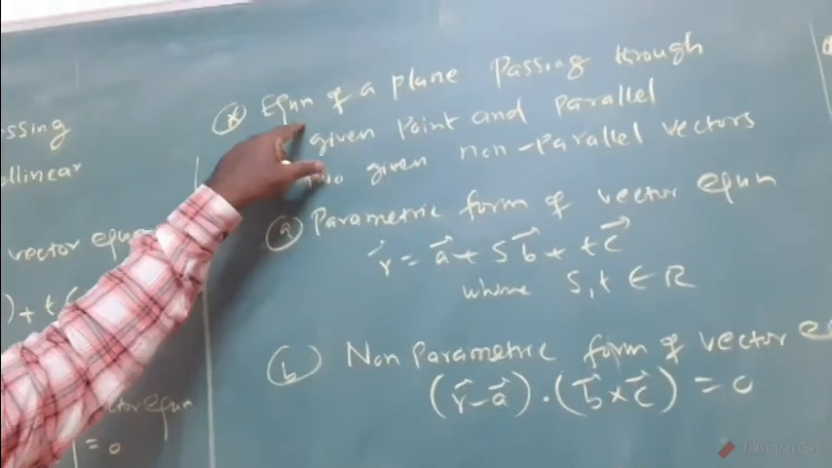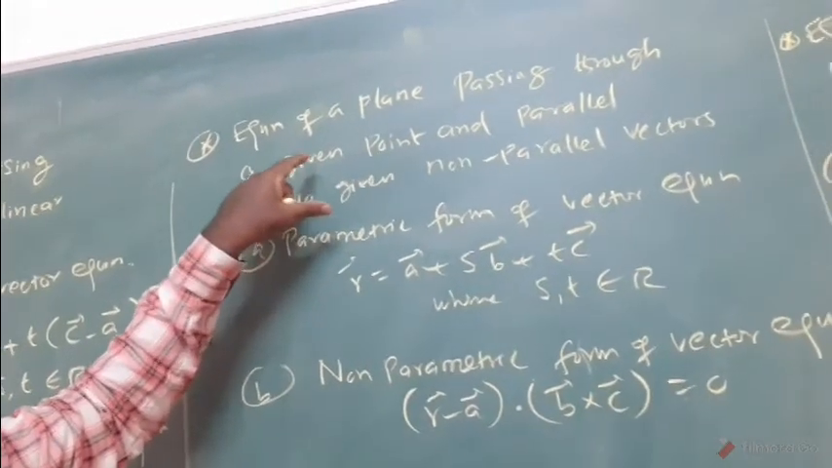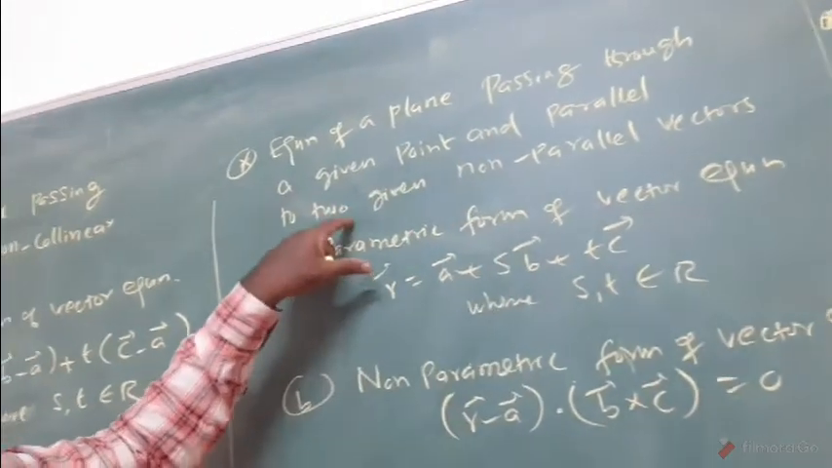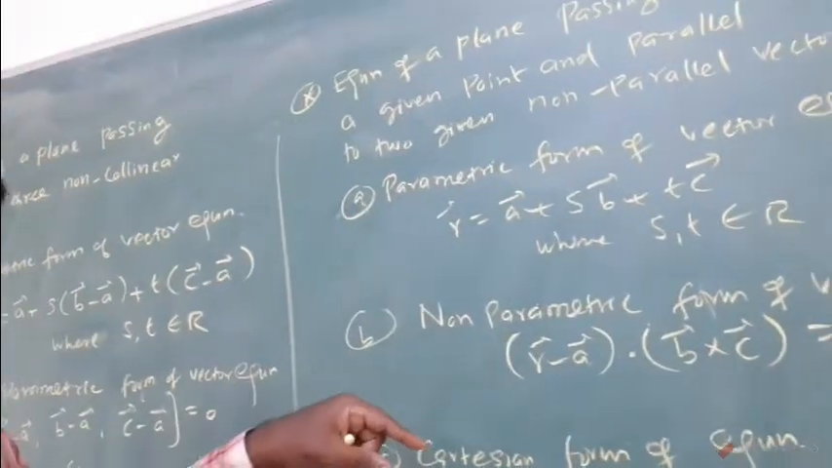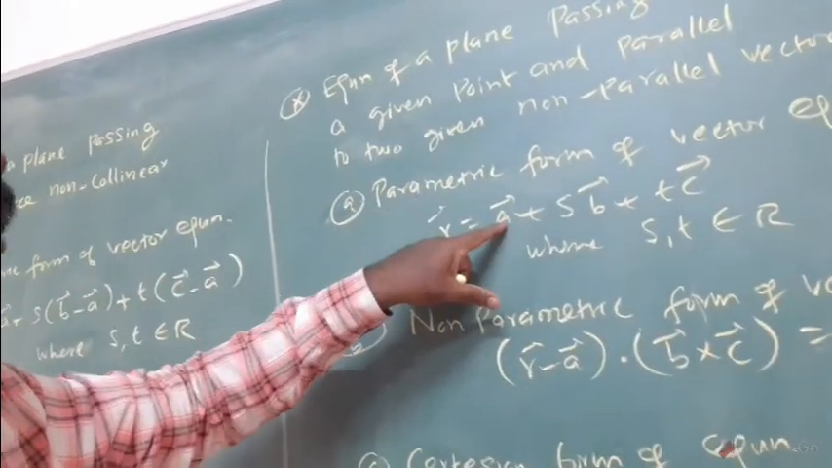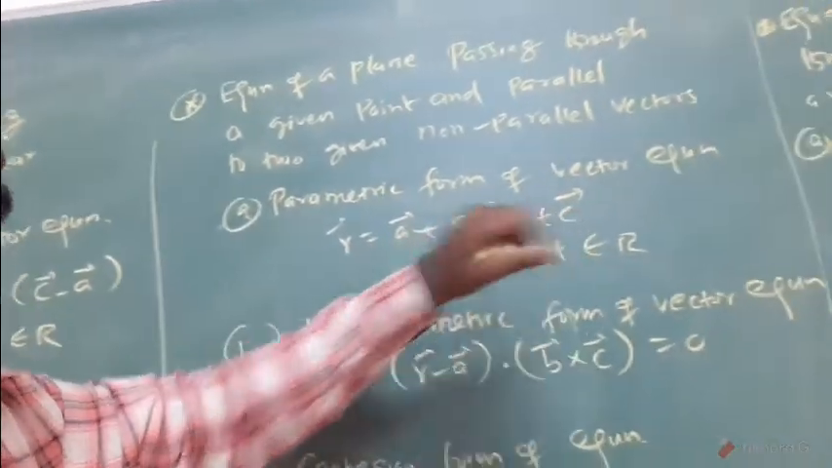Here, the equation of a plane passing through a given point. That means what? One point and parallel to 2 non-parallel vectors. Simple concept. 1 point, 2 vectors. What is the formula? The point always assumes an A vector. Then the parallel vectors, let them be B vector and C vector.